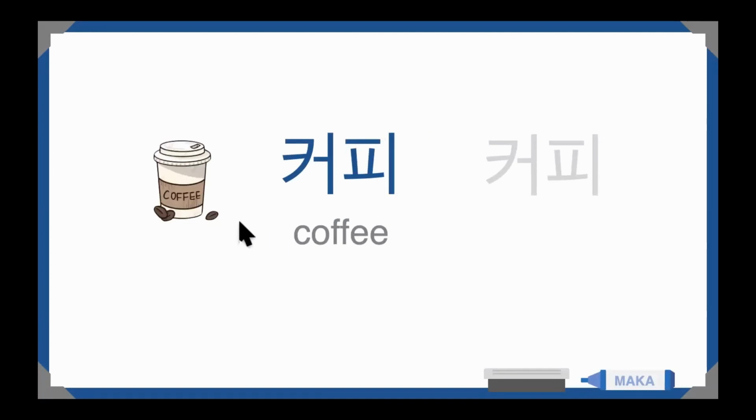Okay, the next word is, I think you already know, this is coffee, right? In the Korean way, if you read this word, this is coffee. K meets a. This is ka. P meets e. This is pi. Coffee. Similar to English coffee, right? Okay, let's write. Ka, pi. Coffee.